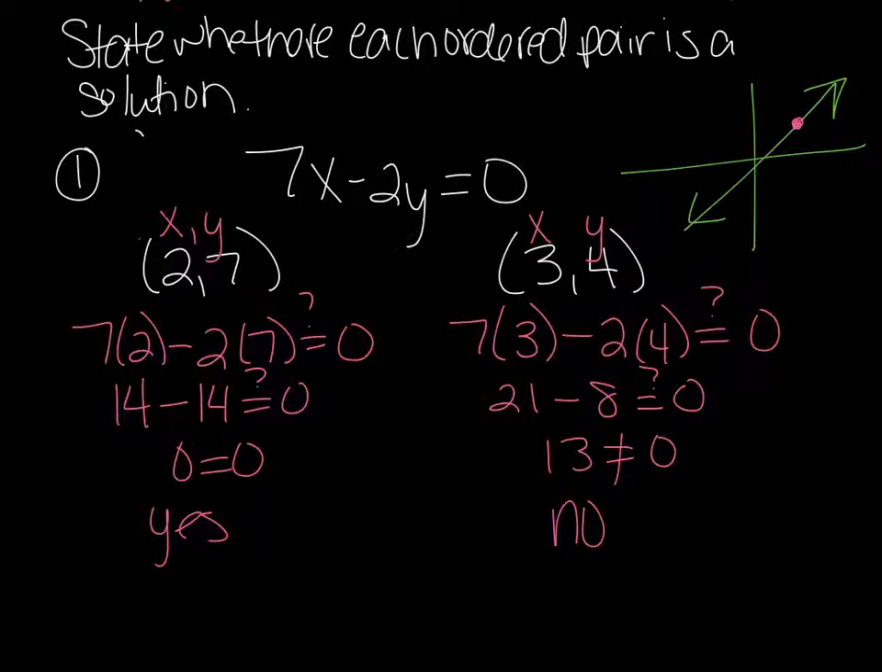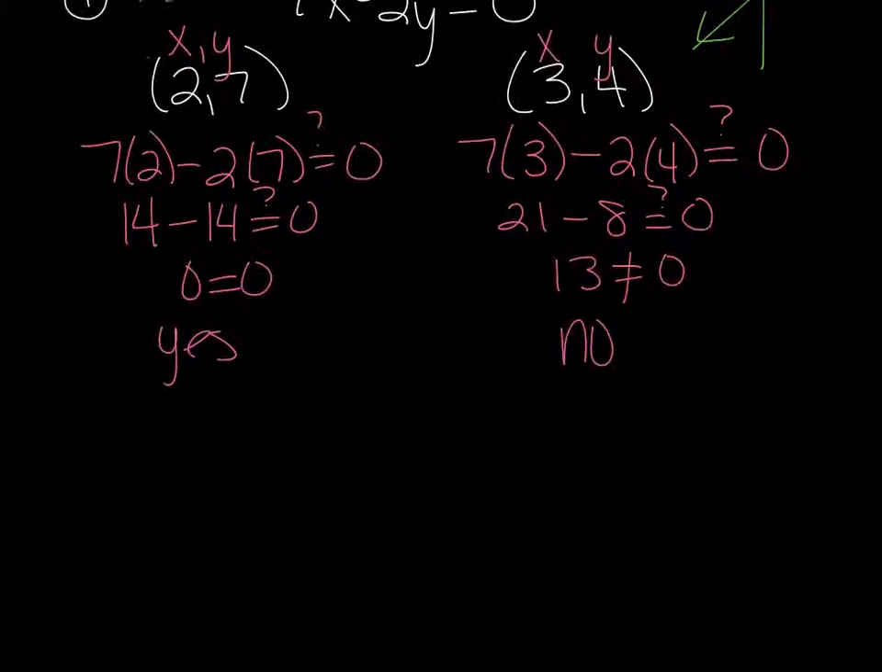But then if I plot 3 comma 4, whenever I plot it, it would not fall on the line, okay? Does that make sense? So any point on this line, if I plugged it into this equation, it would give me a true statement. Any ordered pair not on the line would give me a false statement. Does that make sense? Okay, you don't have to actually do that today, but just kind of knowing the process behind it. Okay, questions on number 1?